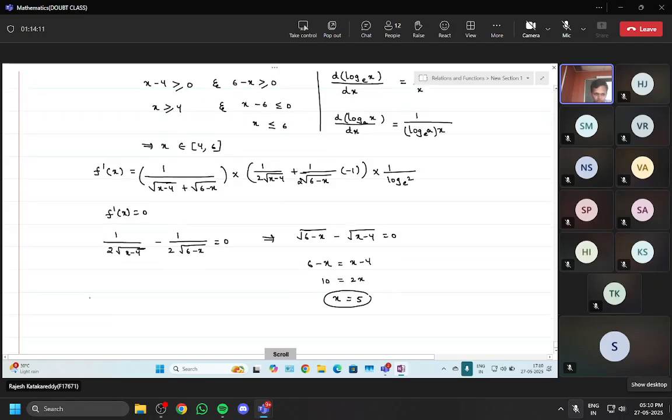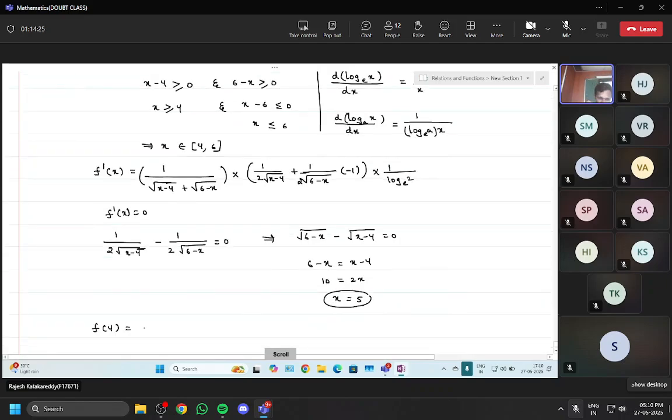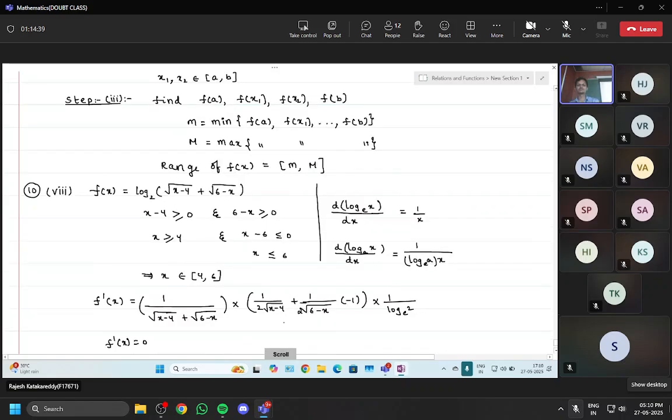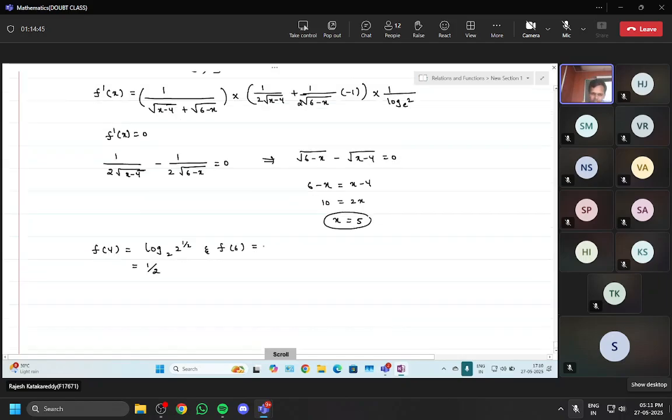Now what you should do is find how much is f of 4. The moment we substitute x equals 4, root 4 minus 4 is 0 and then root 6 minus 4 is root 2. So we are writing log 2 power 1 by 2 base 2, we are getting 1 by 2 here. Now similarly f of 6: the moment we substitute x equals 6, root 6 minus x is 0, 6 minus 4 is 2, again you will get log 2 power 1 by 2 base 2, this will be equal to 1 by 2.